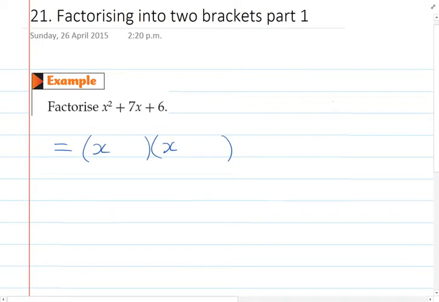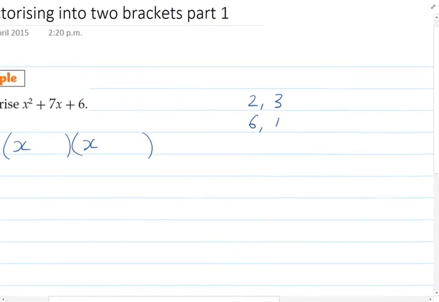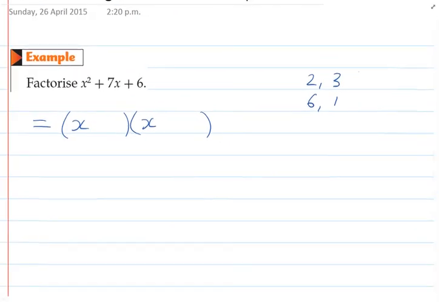So what I'm going to do is I'm going to write out all the factors of 6 that I know. So 2 and 3, they multiply to 6. And 6 and 1, they're the only other ones I know. And so what we need to think about is, do either of these sets add to 7? Well, 2 plus 3, that adds to 5, so it can't be that. 6 plus 1, that adds to 7, and so that works. And so we're going to put 6 in here and 1 in here and a plus. So that's it, that's factorised.